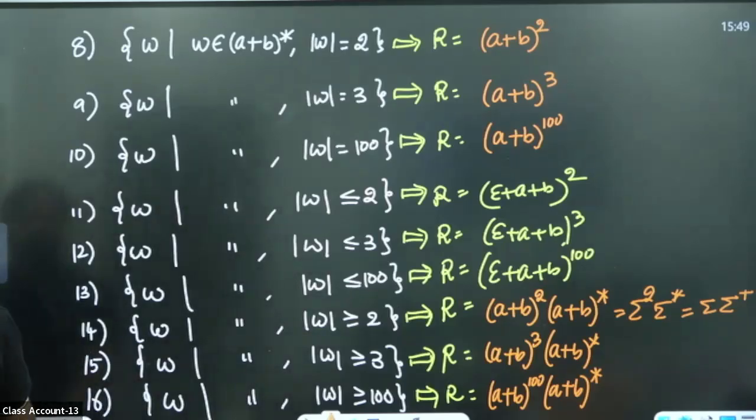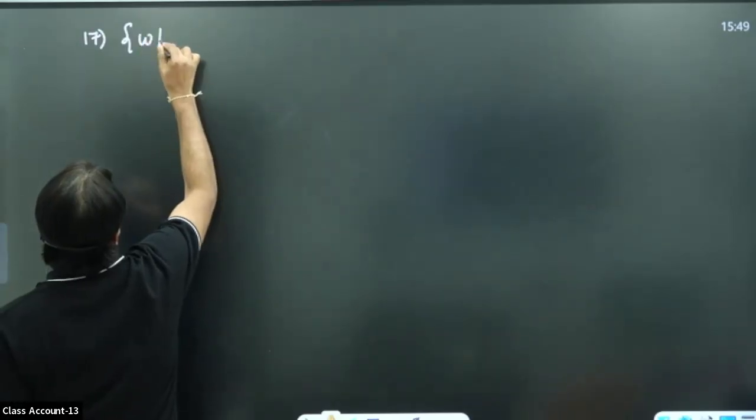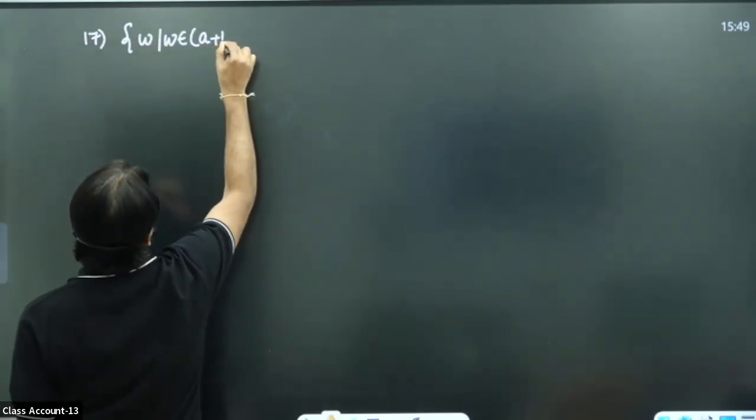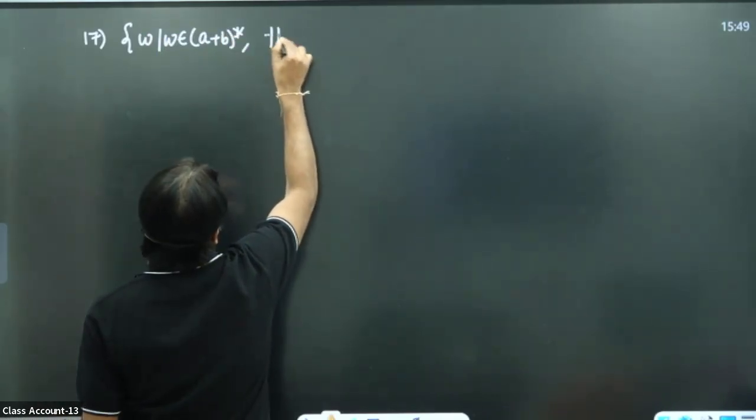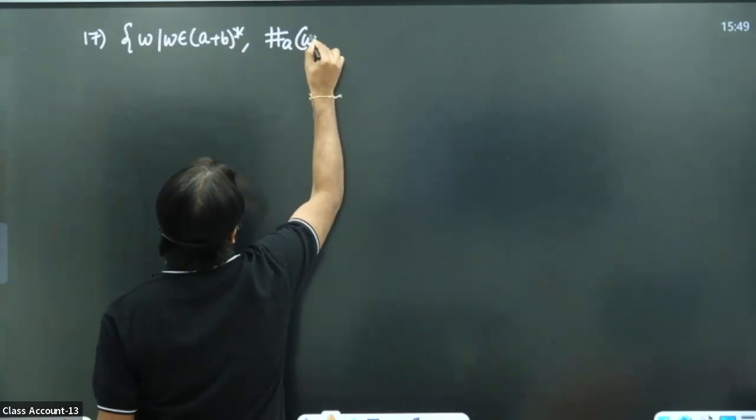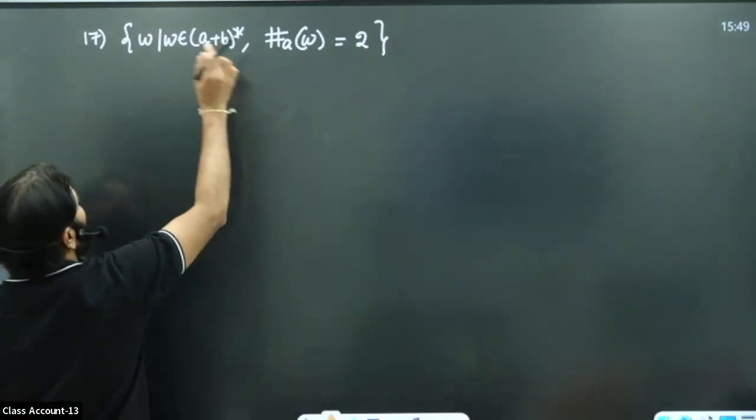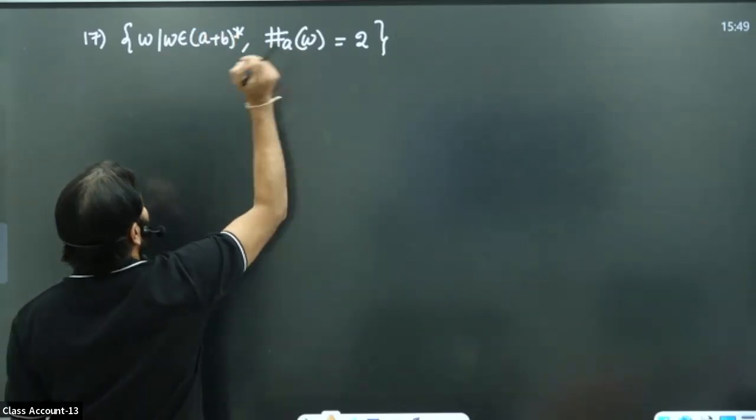Okay, let's move on to the next. So I'll write similar questions. I want everyone to understand or write it now. Number of a's in w is equal to 2. So what is the meaning of this? We want every string which is there in the world where a's should be exactly 2.